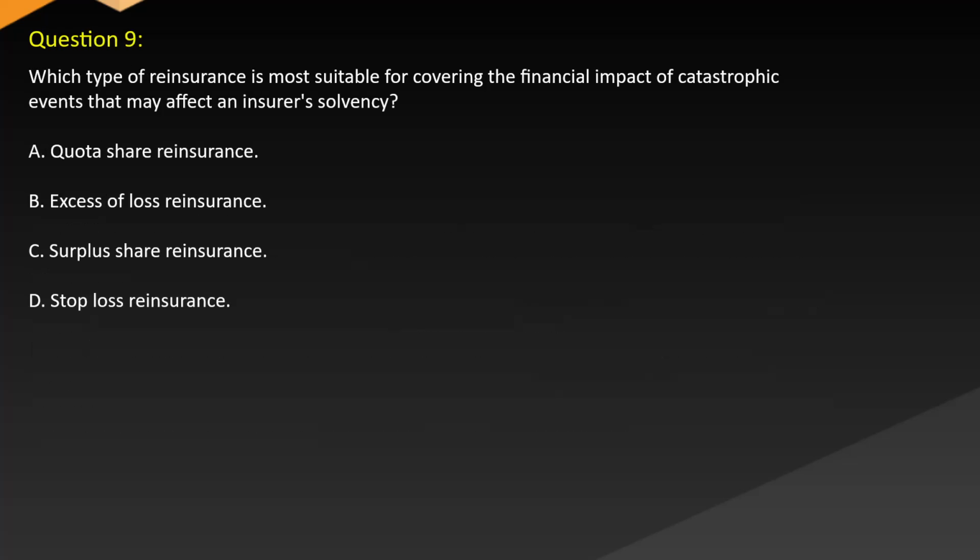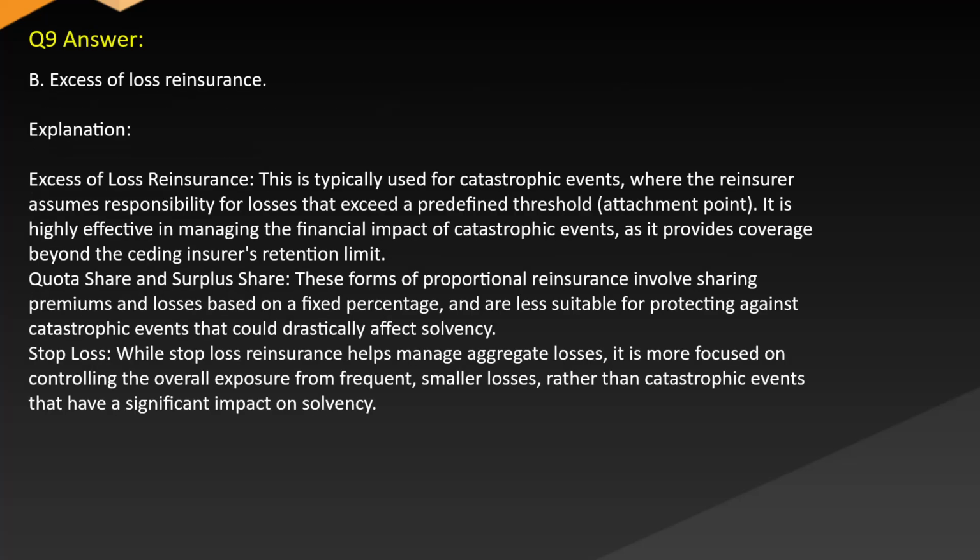Question 9. Which type of reinsurance is most suitable for covering the financial impact of catastrophic events that may affect an insurer's solvency? A. Quota share reinsurance. B. Excess of loss reinsurance. C. Surplus share reinsurance. D. Stop loss reinsurance. Answer: B. Excess of loss reinsurance.